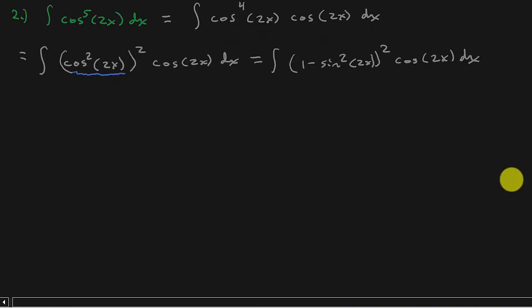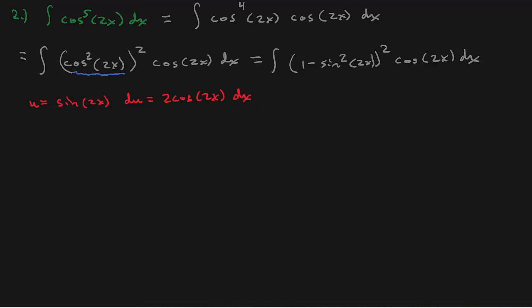All right. So now we can just come up here and let u equal sine 2x. So du is, well, what is that? Cosine 2x times 2, right? Remember, the derivative of sine 2x is cosine 2x times the derivative of what you're taking the sine of, which is 2, and then dx.